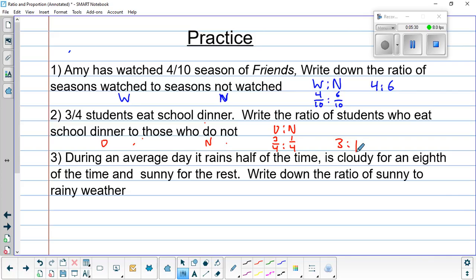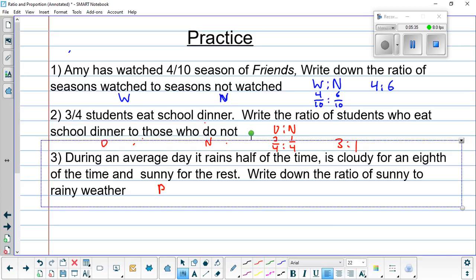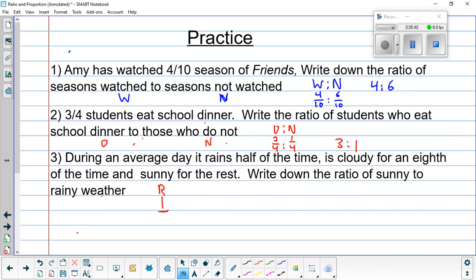Lastly, during an average day, it rains half of the time. So I'm going to write this as R for rain. And this one, since I have to pick out my values, I'm just going to write them out one at a time. Rains half the time. So I'm done that first part. Is cloudy for 1/8 of the time. So C for cloudy, and 1/8. And sunny for the rest. So sunny for the rest.